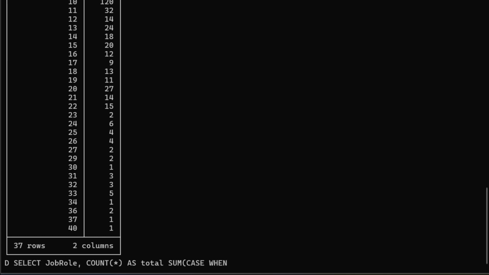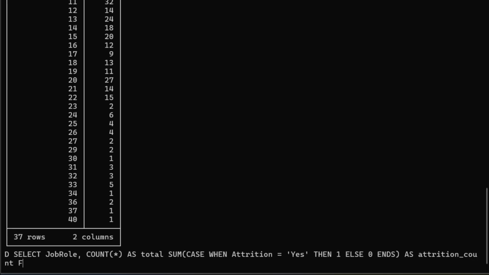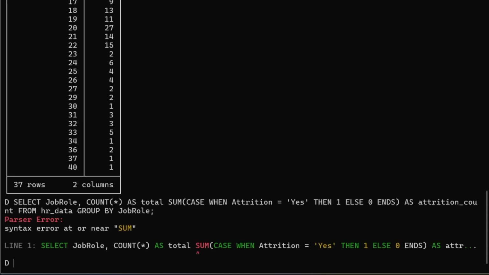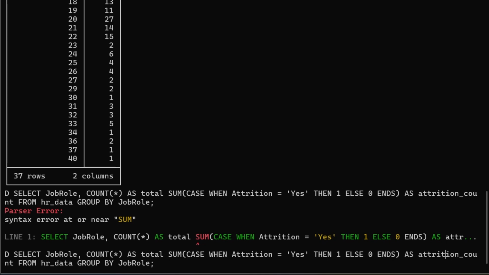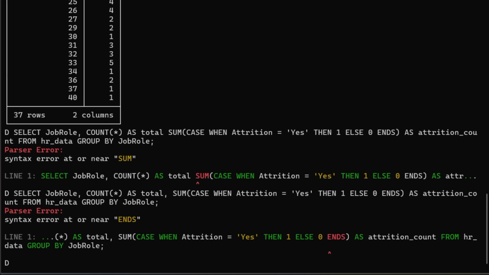and then say as total, and sum it with a case when attrition equals yes. If it's yes, then let's say 1, else let's say 0, end. And let's name it as attrition count. Okay, from HR data group by, we need to do by job role. Oh god, I'm just skipping the commas.